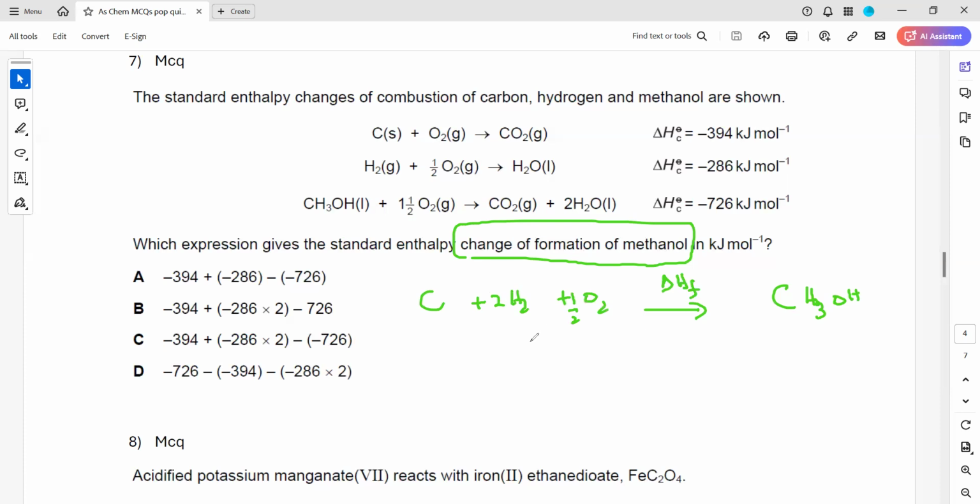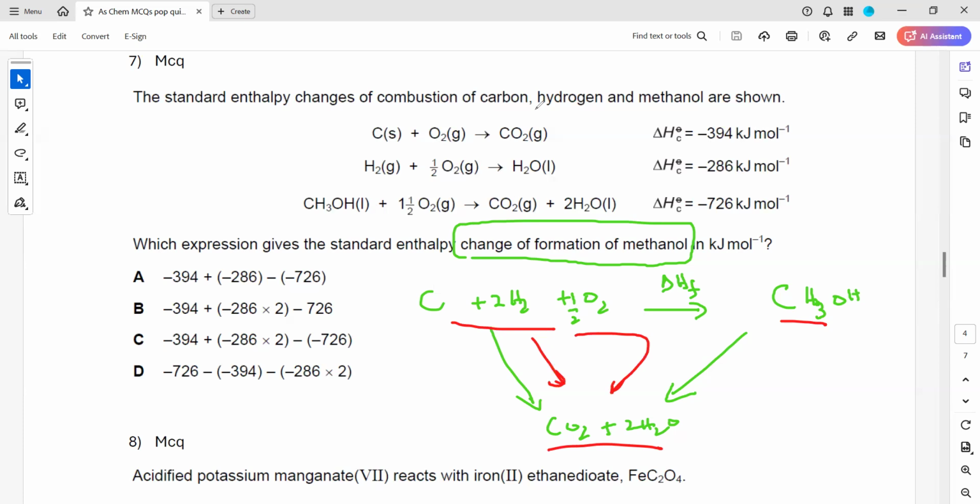That's a formation. But if I burn carbon and hydrogen, it will give carbon dioxide and water. If I burn methanol, it will also give carbon dioxide and water. So that's how I form the equation. Reactants form a product; the combustion product is the same as the reactants directly forming the product. Is this example clear? So you can use the Hess law, or you can remember the direct method. If a combustion is written, product minus reactant.